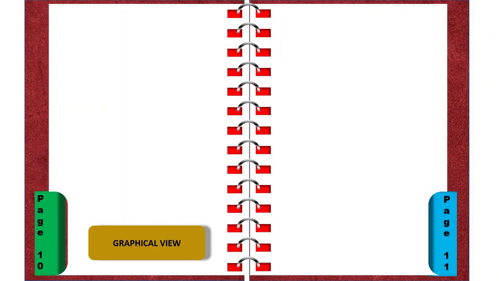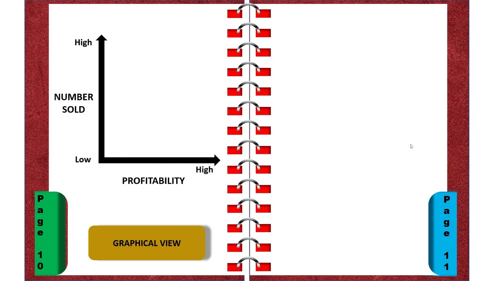Now, let us see the graphical view of these four categories. First of all, we have two axes here. The x-axis indicates the profitability, and the y-axis indicates the number sold, or we can also call it popularity. And we can see we have two extreme points, one is a low area, one is a high area, and likewise on the y-axis, the low area and high area.